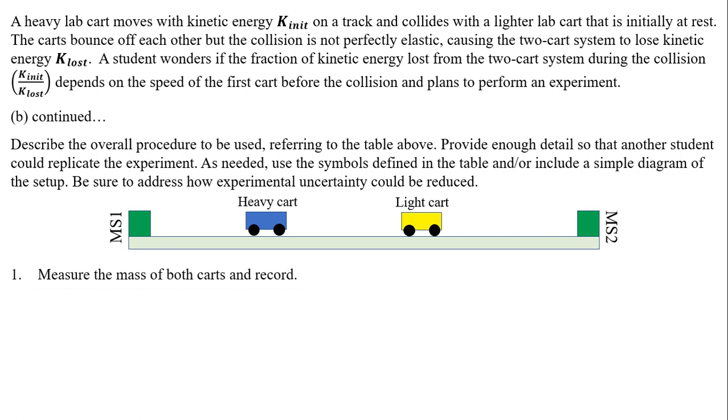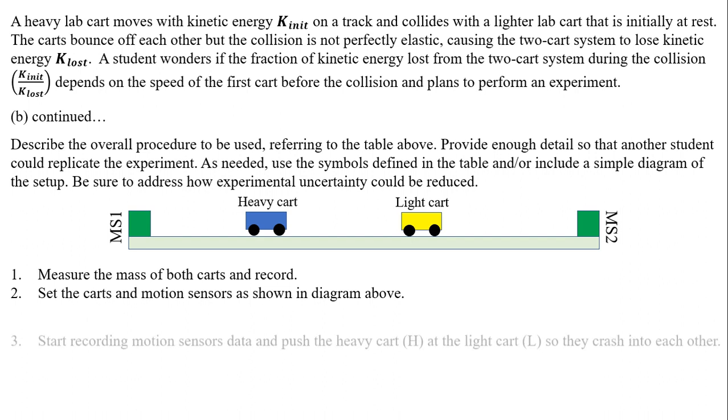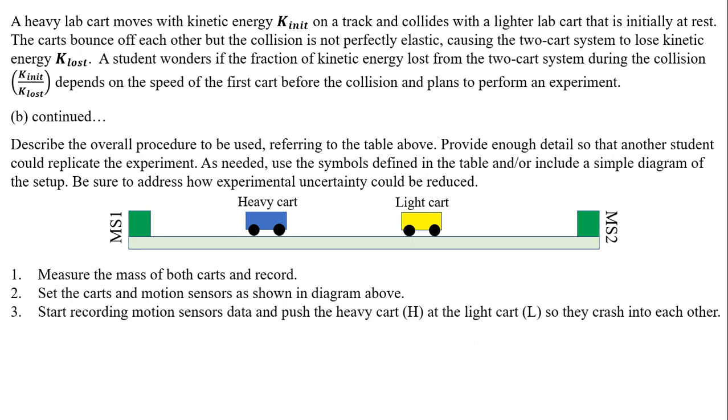So, step 1, measure the mass of both cars and record. Step 2, set the cars and motion sensor as shown in the diagram above, or you have to describe how you did it. That's why I like to draw pictures. Step 3, start recording motion sensor data and push the heavy cart into the light cart so they crash into each other. Being very specific here, they want specific details.